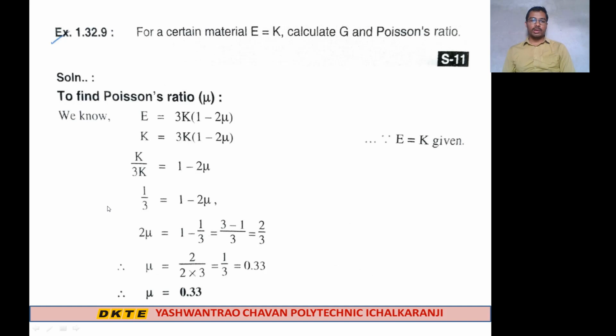And again we have to solve for G, means E is equal to 2G into bracket 1 plus mu. By using this equation we can calculate the value of G. That is for homework.